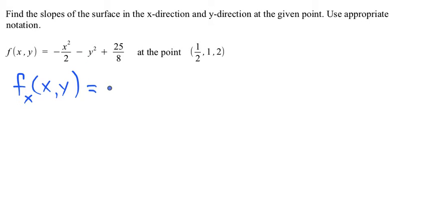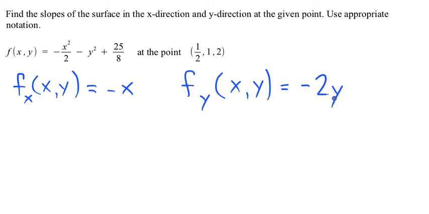All right, so it looks like we're going to get negative x for f sub x. These other terms would be constant, so they'd be 0. And we'll get negative 2y for f sub y. All right, fairly easy formulas to work with. Now these formulas are in general for any x and any y.